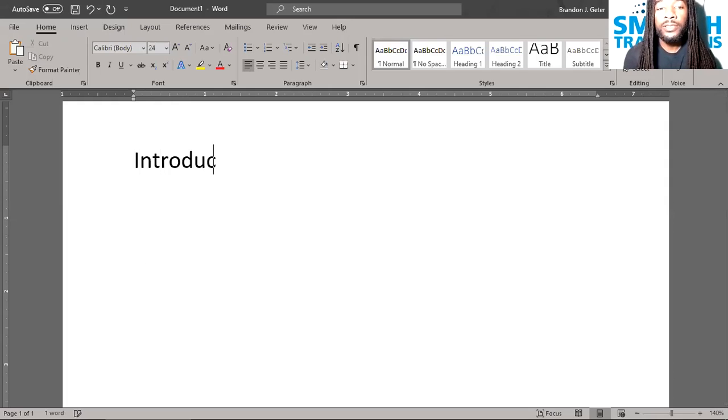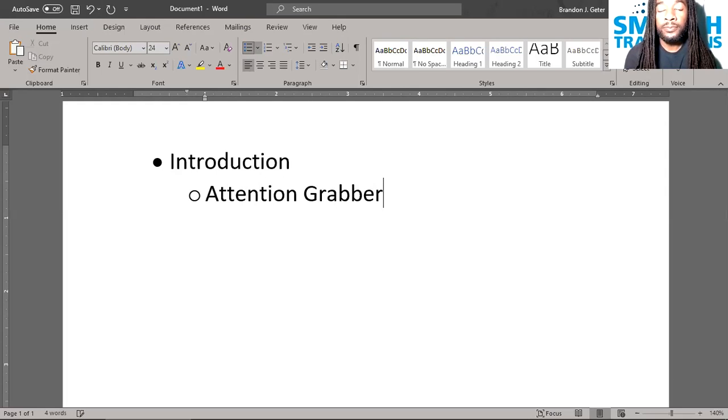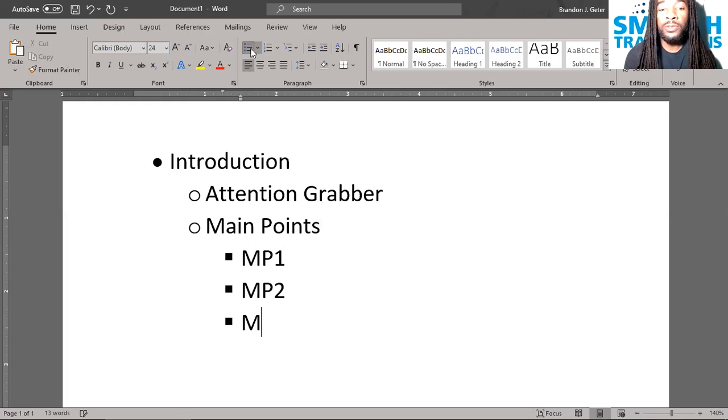So, 5-paragraph essay structure. The first thing is the introduction. What's the first thing in the introduction? Attention grabber. After that, we have our main points: main point 1, main point 2, main point 3. And then the last thing in the introduction paragraph is our thesis statement: one complete sentence that tells the main idea of the entire paper in a self-explanatory way.